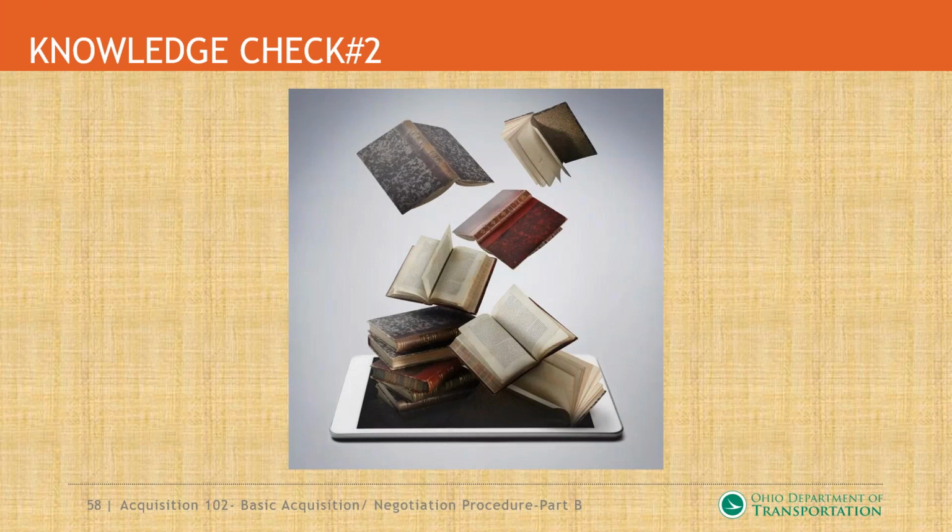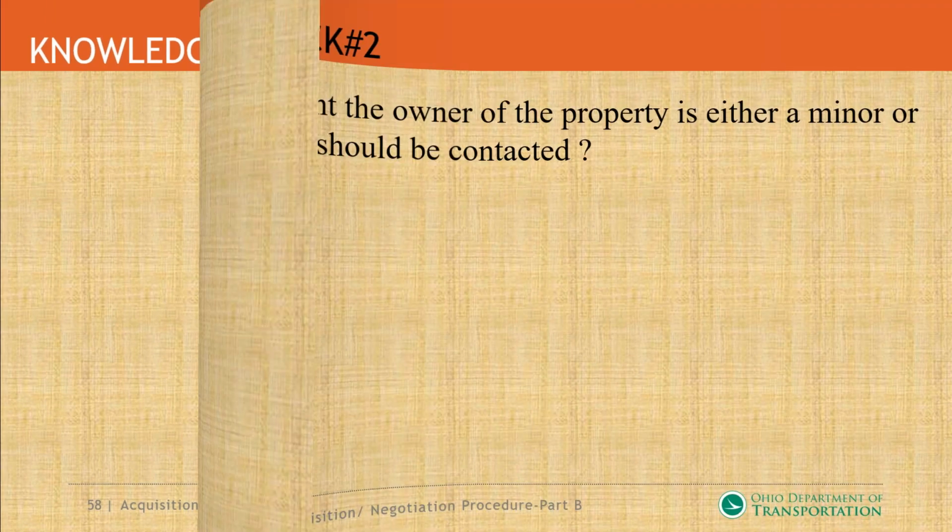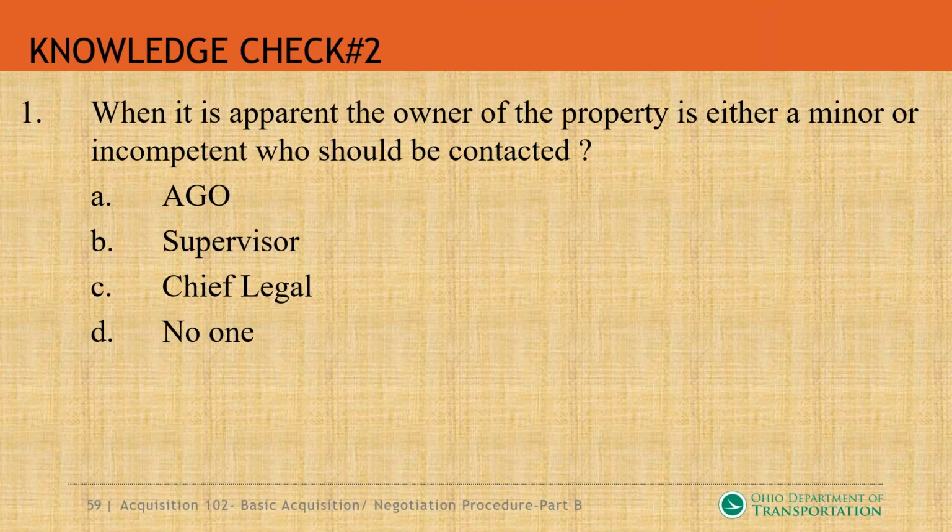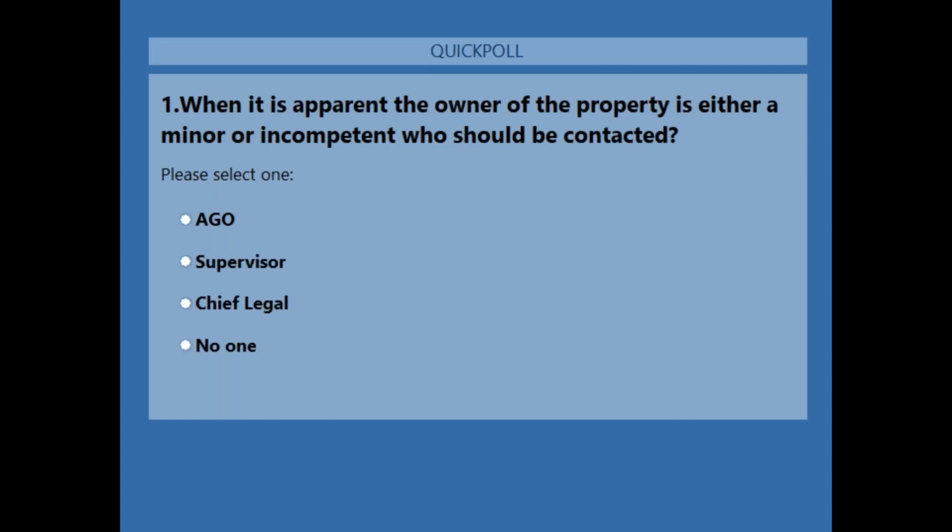All right, we're in our next knowledge check, number two. Sounds great. I'm going to launch the first question. When is it apparent the owner of the property is either a minor or incompetent? Who should be contacted? AGO, supervisor, chief legal, no one. And they're voting quickly.